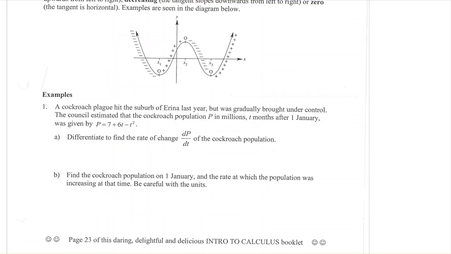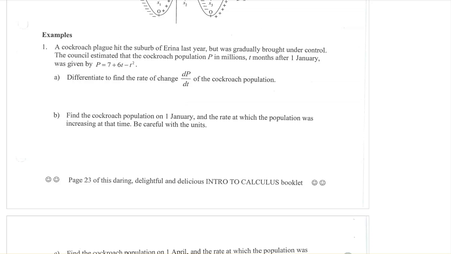Okay, here are our examples. A cockroach plague hit the suburb of Erina last year, but it was gradually brought under control. The council estimated that the cockroach population, which is called P, in millions, T months after the 1st of January, was given by the equation P equals 7 plus 6t minus t squared. Okay, part A. Differentiate to find the rate of change.